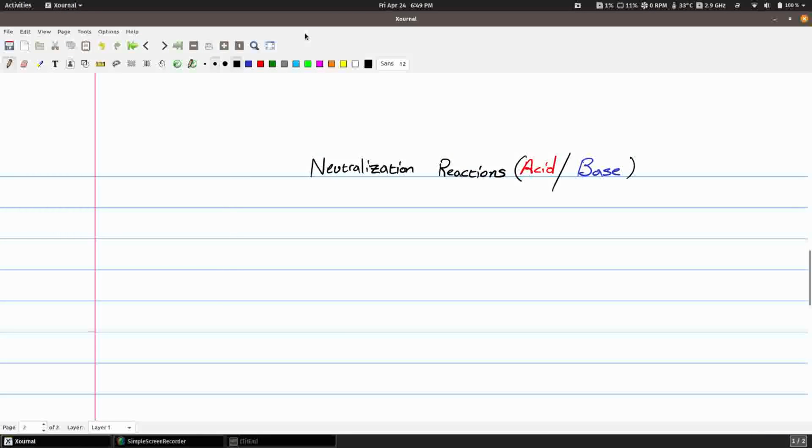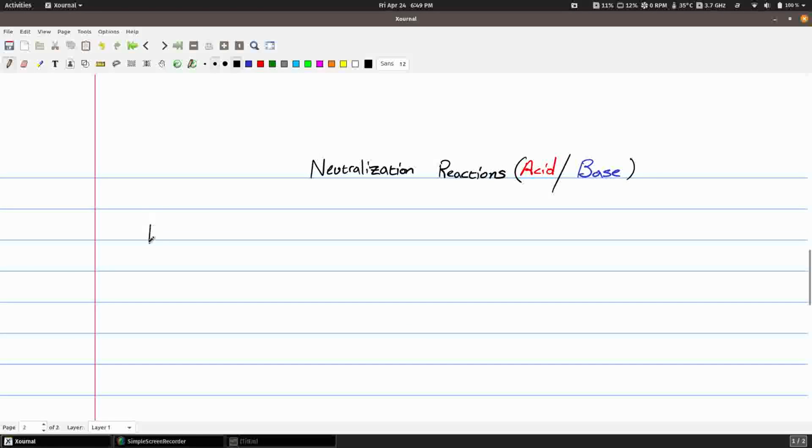Okay, so today we are going to go over neutralization reactions, and this is the chemical reaction with an acid and a base. So let's do this. Like always, we're going to start with a definition.